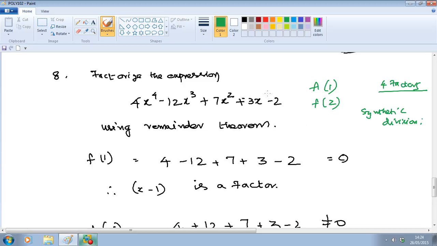When the expression is small, we can find the remaining factors directly. This will continue in the next class. Thank you.